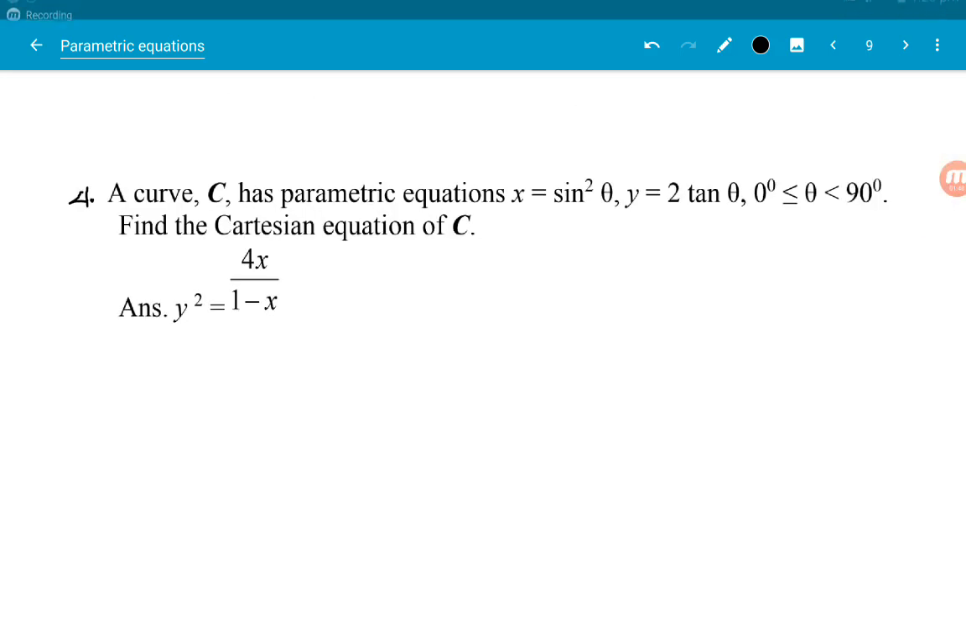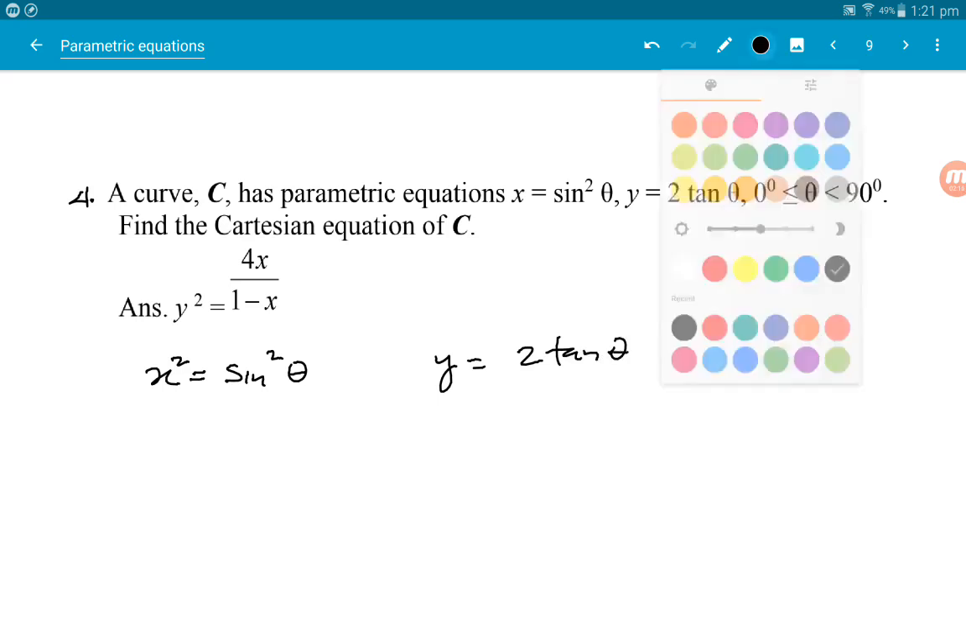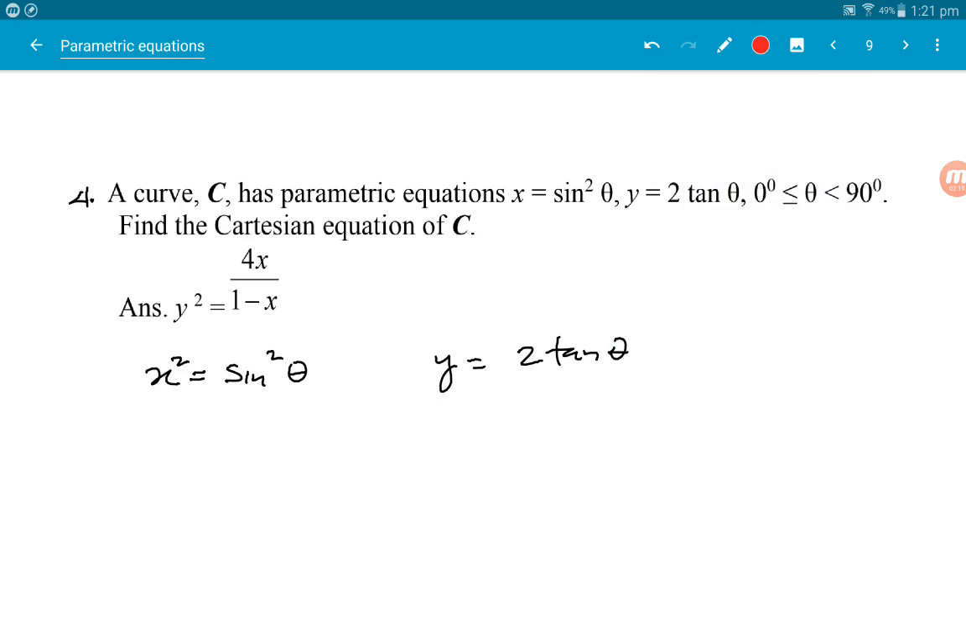So here's our final question for this session. I'm given that parametric equations are x equals sine squared theta and y equal 2 tan theta. So let's start. We're going to put down our x is equal to sine squared theta and y is equal to 2 tan theta. Well, if you cast your mind back to your Add Math class, you would note that tan theta is equal to sine theta over cos theta.